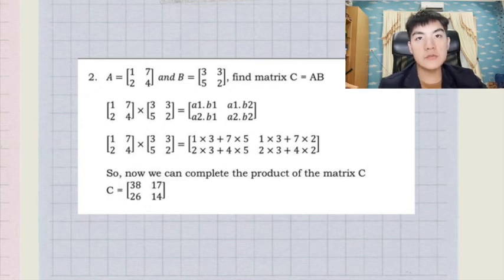So 1, 7, 2, 4 times 3, 3, 5, 2 equals: the first one is 1 times 3 plus 7 times 5, and then 1 times 3 plus 7 times 2, and then 2 times 3 plus 4 times 5. And the last one is 2 times 3 plus 4 times 2. So now we can complete the product, matrix C, which equals the 2 times 2 matrix of 38, 17, 26, and 14.